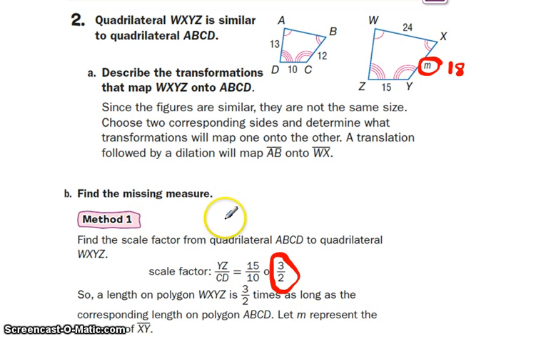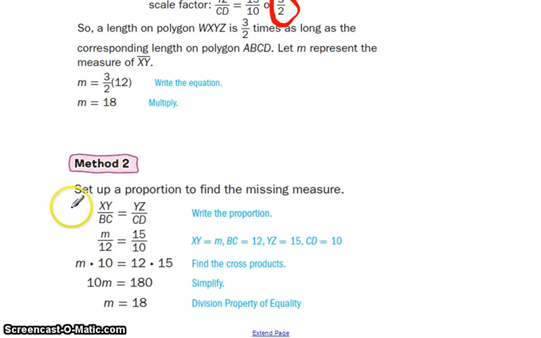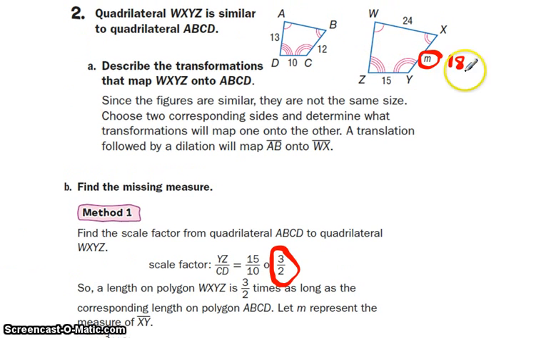So that's method 1. Method 2, which I prefer, is actually you set up proportions and you cross multiply and divide. I think this is probably the one that you're most familiar with. Okay, they still used YZ and CD, 15/10, but instead of multiplying that by 12, we set up another ratio, M over 12, the missing. So then we cross multiply. M times 10 is 10M. Then we go 12 times 15. 12 times 15 is 180. Then we just solve the equation and we get 18.